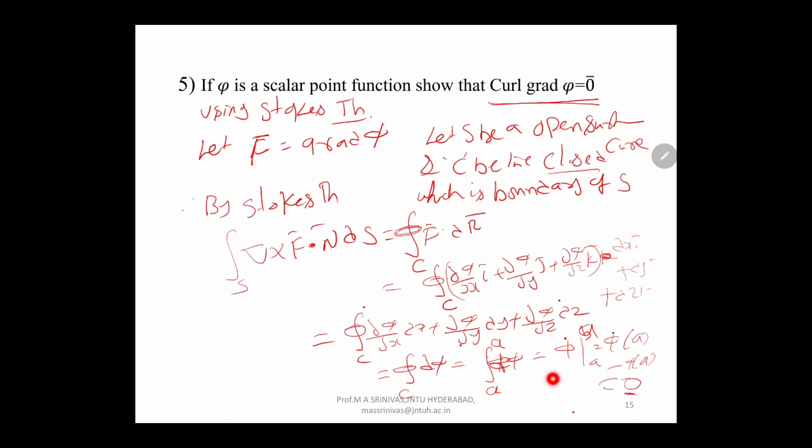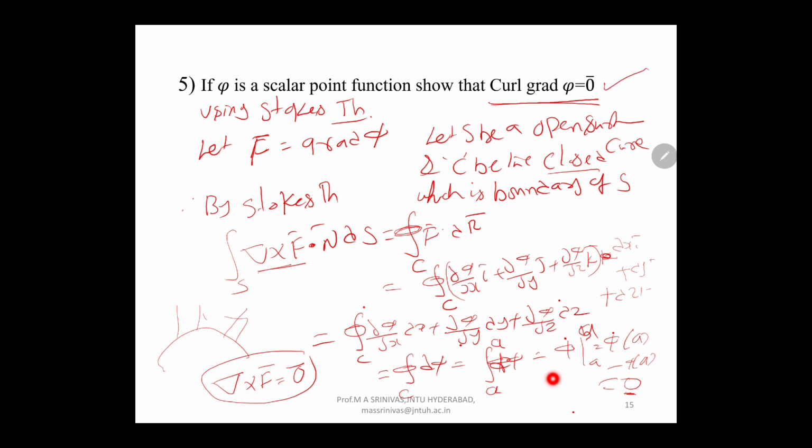N bar is never 0, because if you have some surface, at different points you will have different normals. Therefore, the only possibility is that curl f bar is 0. Curl f bar is a vector, a null vector, 0 bar dot n bar ds. This becoming 0 means curl f bar is 0. Therefore, curl grad phi is always a null vector.